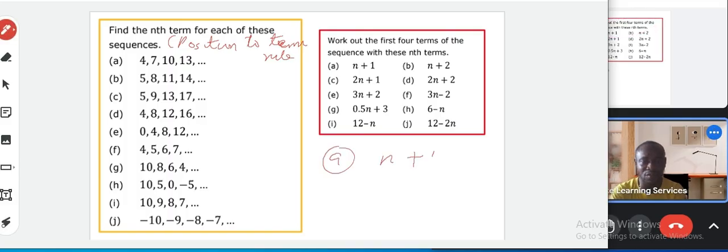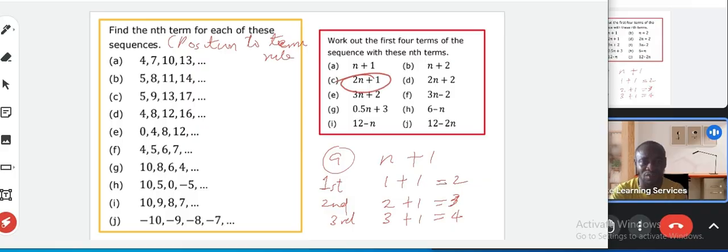So n plus 1, the first term will be 1 plus 1, is it not? The second term will be 2 plus 1. Yes. Third term will be 3 plus 1, is it not? That's first, second. It'll be 2, 3, 4, 5, and so on. How about 2n?